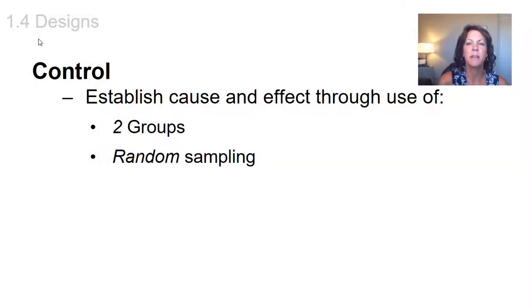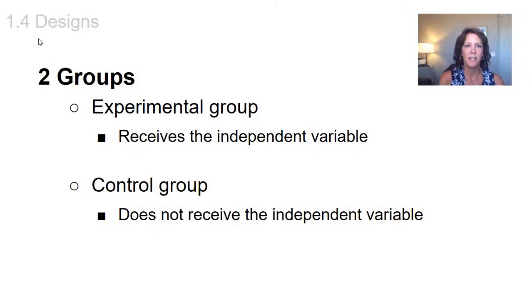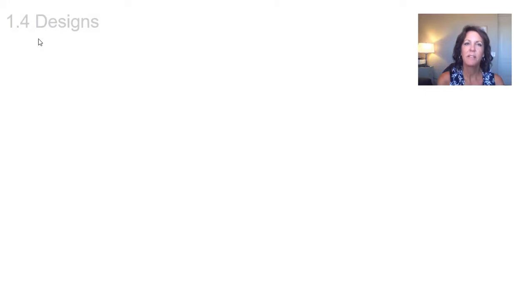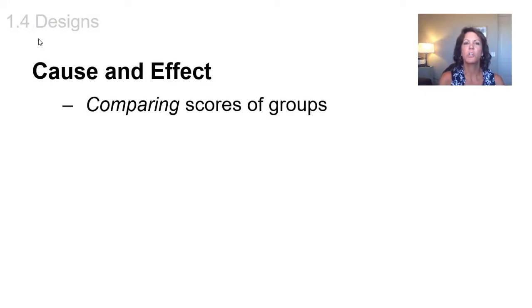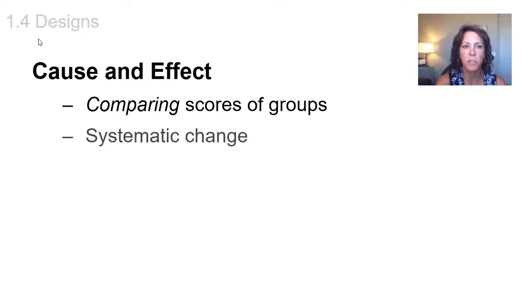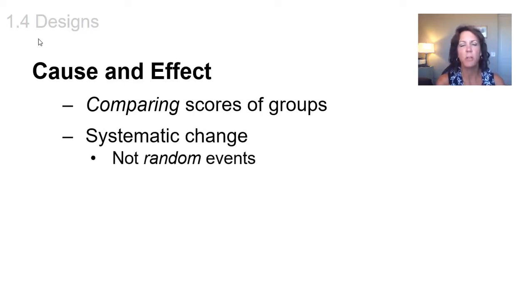Control in this case establishes cause and effect through two groups and random sampling. Let's take a closer look at that. When we do an experiment, we have an experimental group and a control group. The experimental group receives the independent variable, or the treatment. The control group does not receive the treatment. Cause and effect is shown by comparing the scores of the groups and showing that there's a systematic change between the two groups. It's not attributed to random events, and it's not just by chance.